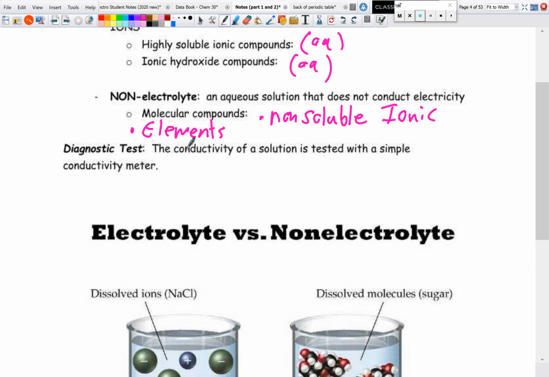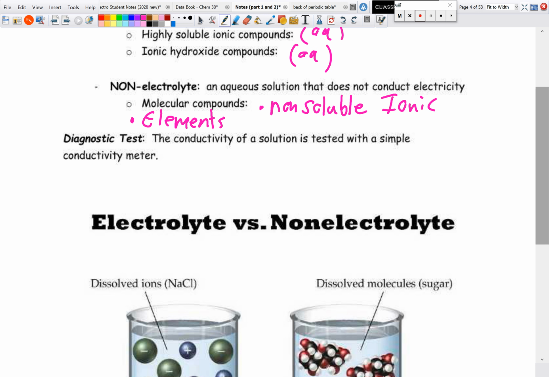Now, I'm putting the elements and non-soluble ionic compounds into the non-electrolyte group as well because, first of all, they won't make solutions. Elements aren't going to dissolve. They're just going to stay as elements, so they won't conduct electricity. Same thing with our non-soluble ionic compounds. We're not releasing ions in solution. It's just not going to do anything. And we can test for conductivity by using something called a conductivity meter.